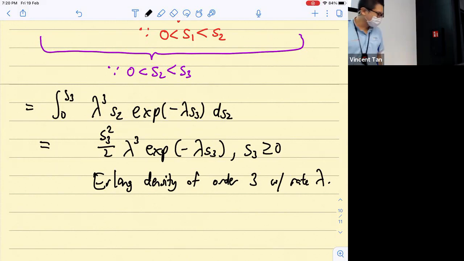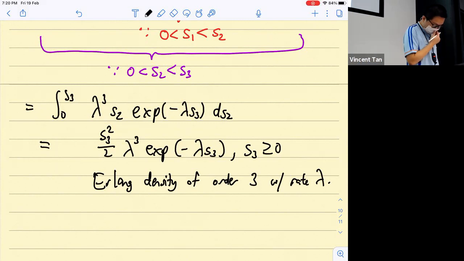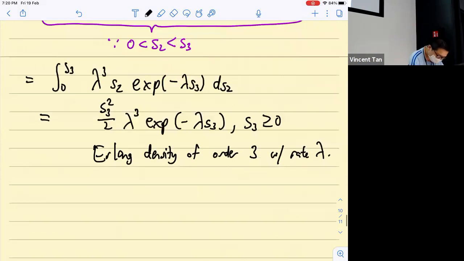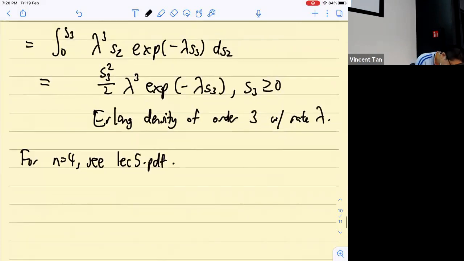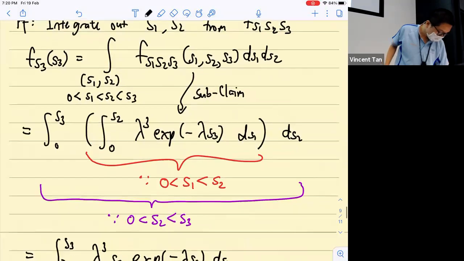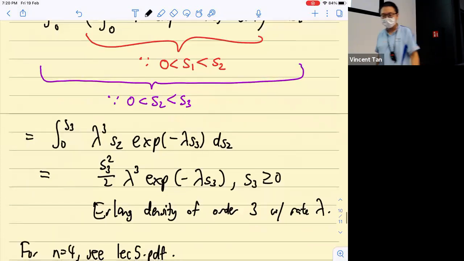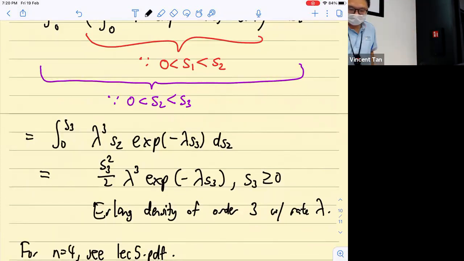For the general case, you can use induction. All right. But induction is nice, but there's a geometric meaning behind this as well. Okay. So the remark for n equals to 4, see lecture 5.pdf supplementary notes. Okay. Why do we have the factor? Okay, before I move on, any questions here? Any questions from the people at home?